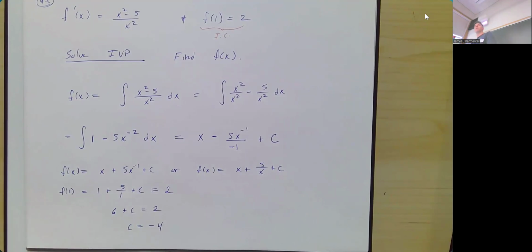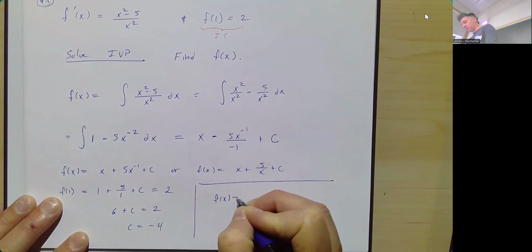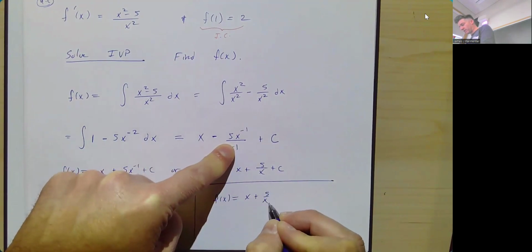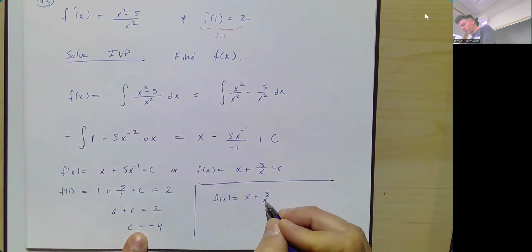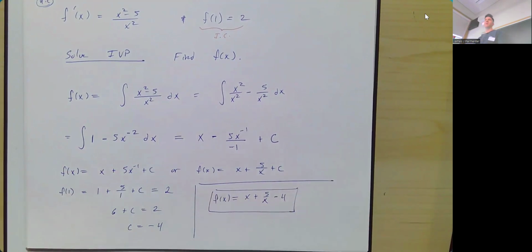If you stopped here, it probably wouldn't hurt you, maybe, but I wouldn't. To actually solve the initial value problem, you should be writing the function with the value of c plugged in for the constant. So our actual answer should be that f of x is equal to x plus 5 over x plus negative 4, or just minus 4. That's the actual way we should finish this question.